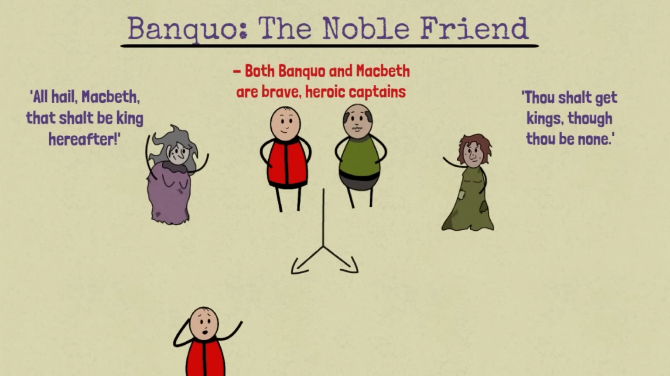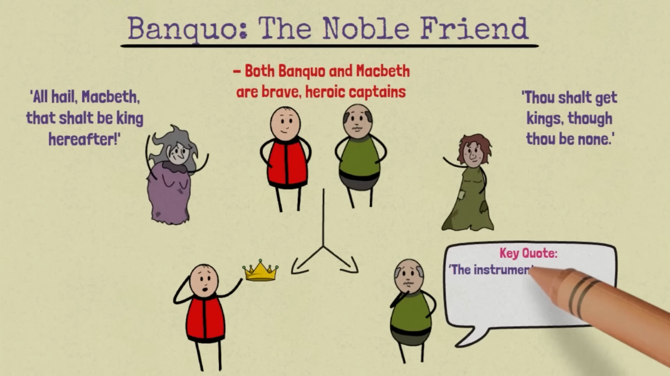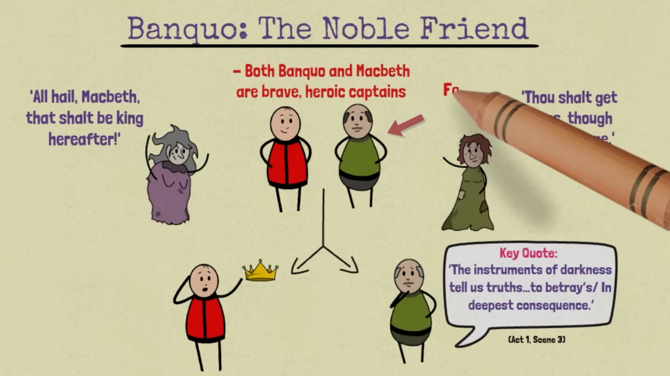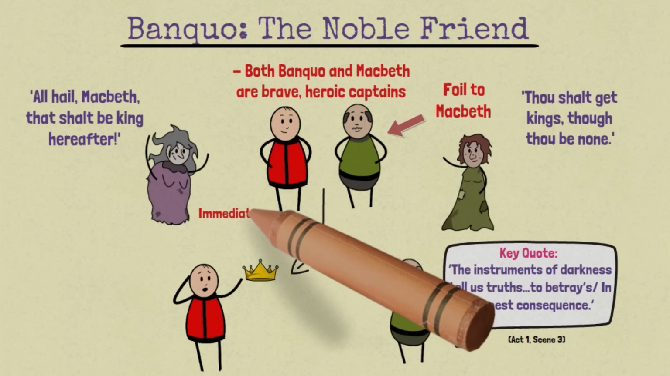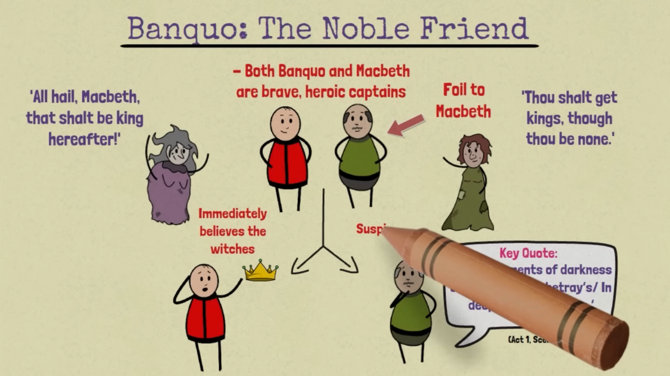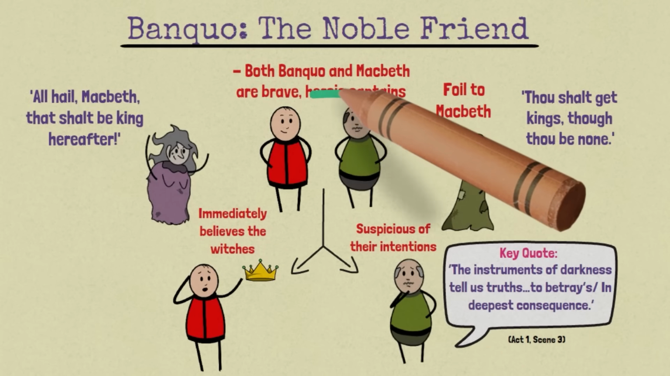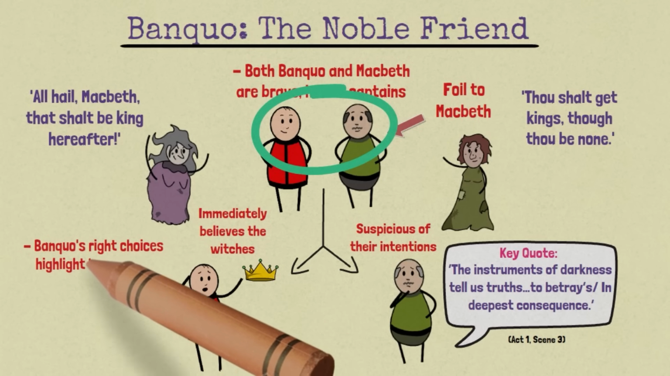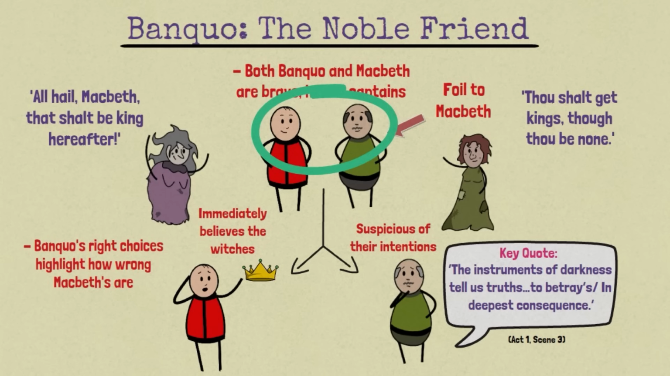Unlike Macbeth, however, he is immediately suspicious, warning, "The instruments of darkness tell us truths, to betray us in deepest consequence." The difference in their reactions reveals that Banquo is a foil to Macbeth, or a character who has contrasting traits and values. This is why the two men are often seen together, because his virtues make Macbeth's flaws extra visible. He represents the path Macbeth could have taken if he had chosen honor over ambition.